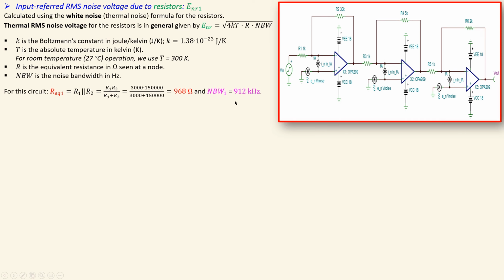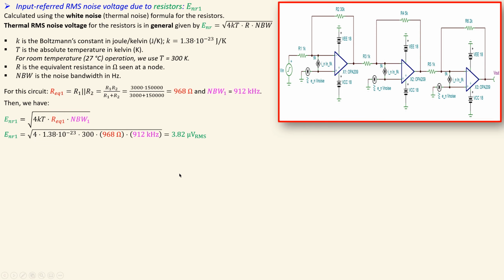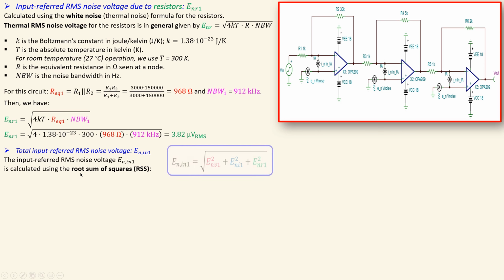If I now substitute these two values and also the Boltzmann's constant and the temperature, I will have in this part the following result. So I have 300 Kelvin, the resistor, noise bandwidth, that will result in 3.82 microvolts RMS. That's actually the part due to the resistor only. So the total input referred RMS noise voltage for the first stage will be then, again, calculated using the root sum of squares by this formula.